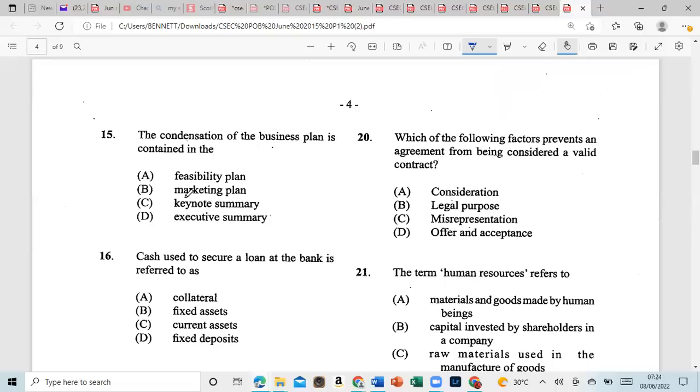If you say executive summary, you are correct. Guys, remember, go ahead and try the questions before me, all right? Leave a comment if you have any concerns. So we'll do it.